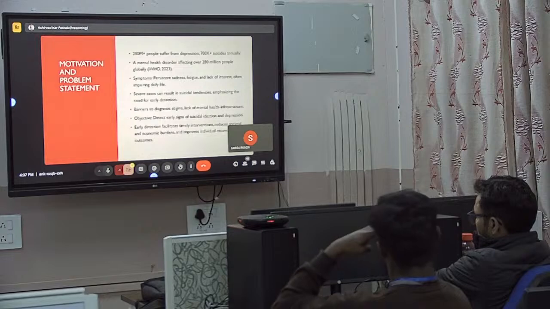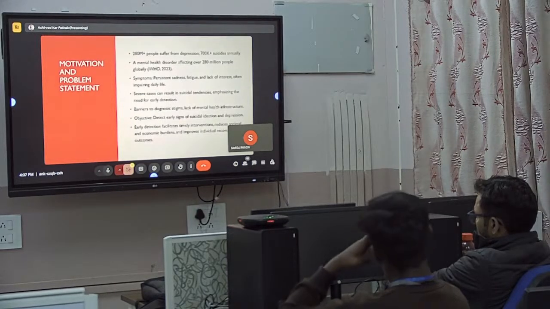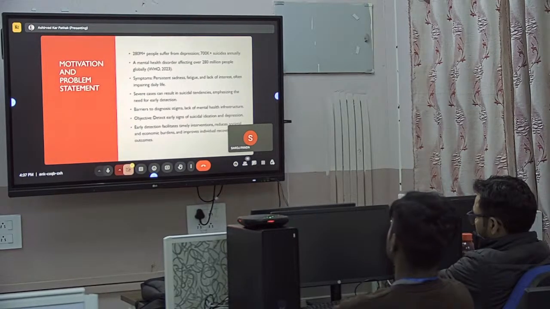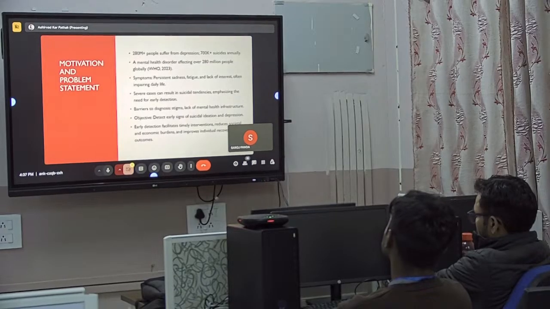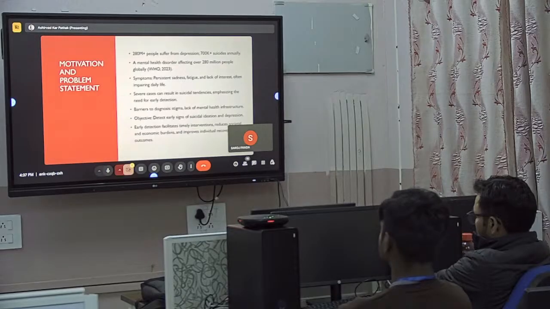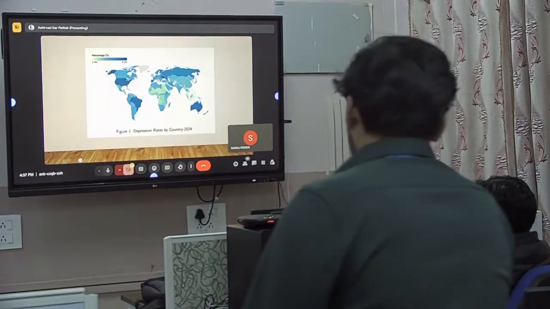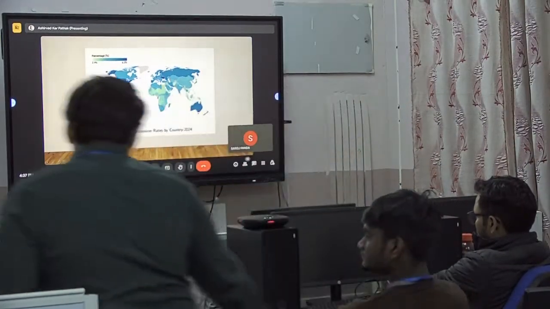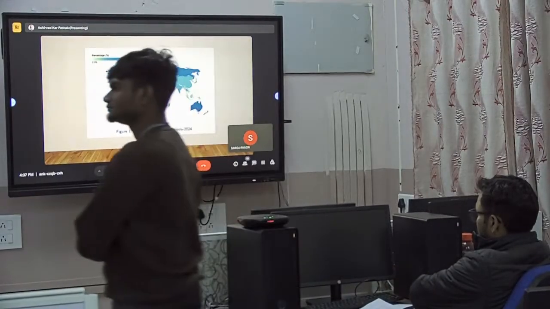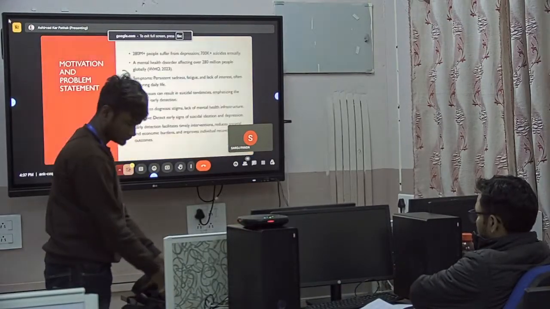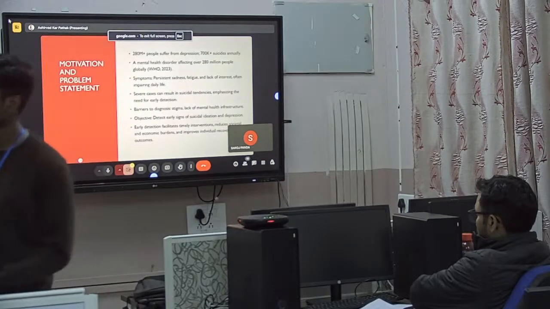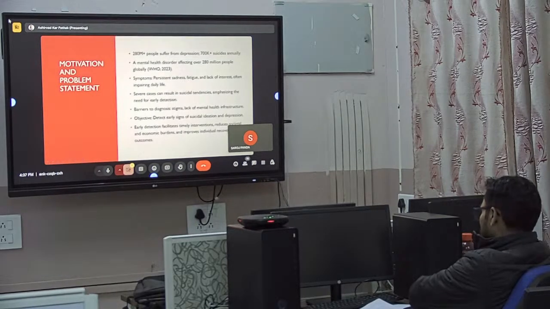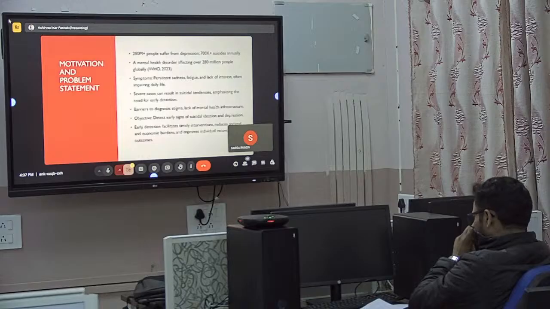Each year almost 280 lakh plus people suffer from depression, and these are just the official numbers from WHO. When it comes to suicide, more than 700,000 people commit suicide every year, and this problem is increasing every year. You can see from the map that in all the developing and developed countries like America, all of Europe, India, and Australia, the percentage of people suffering from depression is quite high, and it is increasing from time to time. This is happening because we are unable to detect in the early stages whether a particular person is suffering from a mental health problem or not.